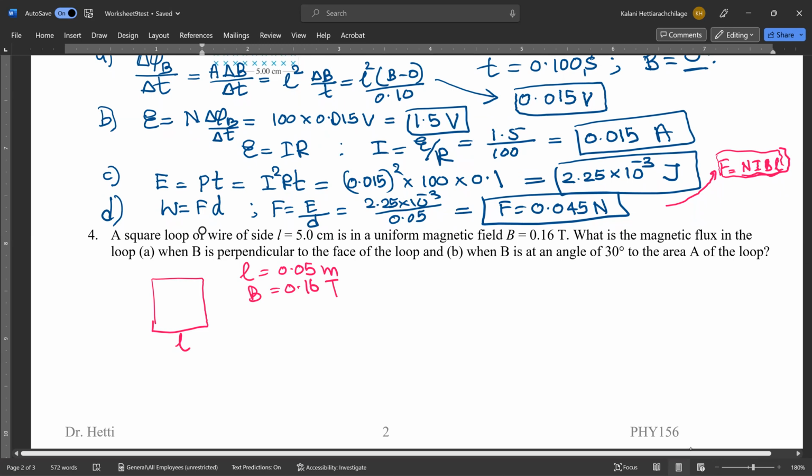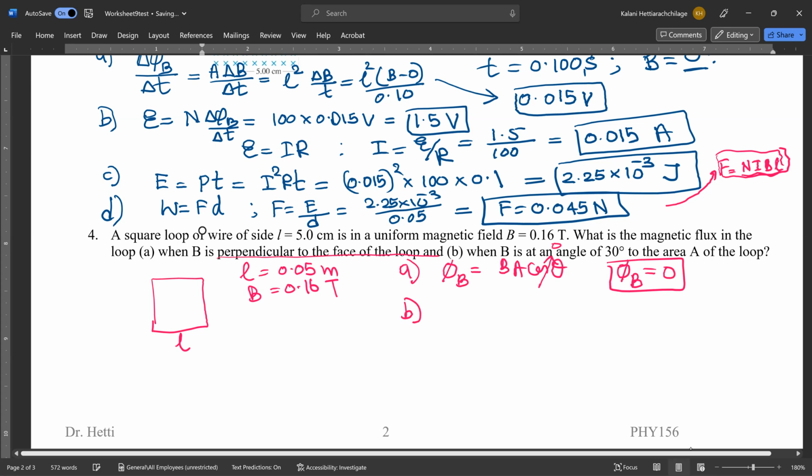Okay, so now it's simple, right? For A, we're going to calculate the magnetic flux. The magnetic flux will be equal to B times A times cosine of theta. It's asking perpendicular to the face of the loop. That means this will be equal to 0, because cosine of 90 is 0, right? That means in your part A, the flux is going to be 0.